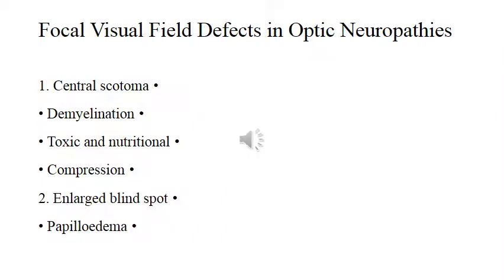Different types of visual field defects are expected with different types of optic neuropathy. Central scotoma and enlarged blind spot are the most common. Central scotoma occurs with demyelinating optic neuropathy, with compressive optic neuropathy, and with toxic and nutritional optic neuropathy. Sometimes toxic and nutritional optic neuropathy might result in centrocecal scotoma also. Hereditary optic neuropathy, on the other hand, also might present with centrocecal scotoma, while papilloedema causes enlarged blind spot.